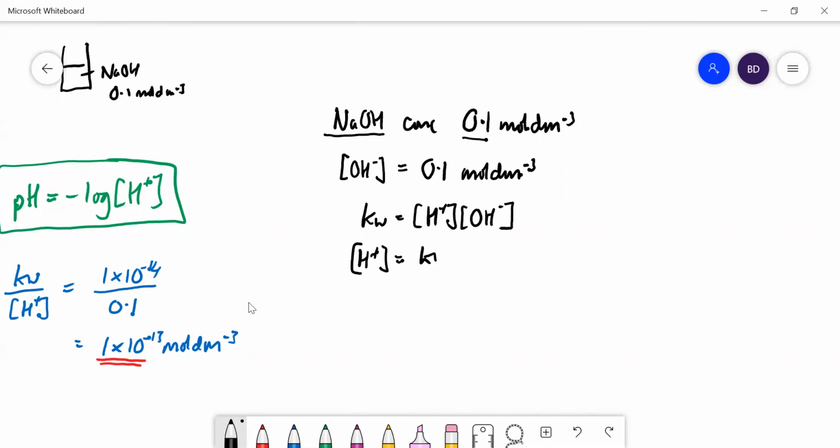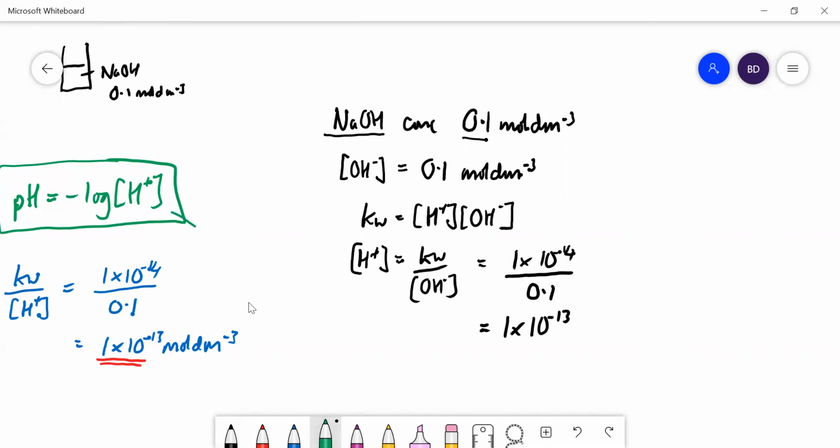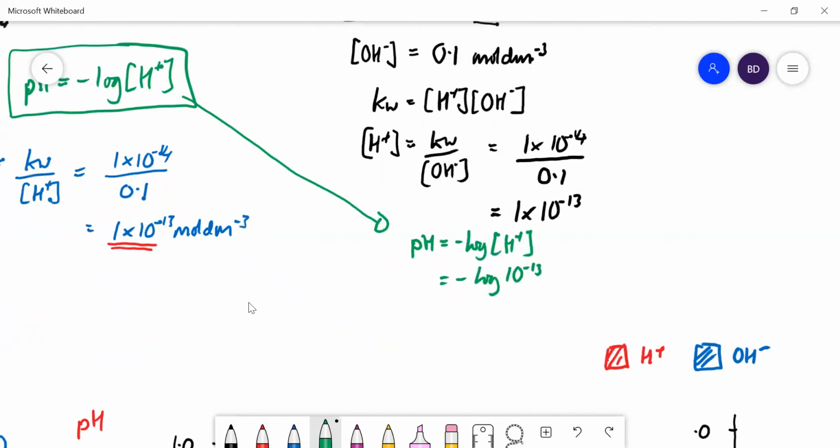So let's work out H plus concentration in that solution. H plus is equal to Kw over OH minus concentration, 1 times 10 to the minus 14 divided by 0.1. That's going to be equal to 1 times 10 to the minus 13. So what's the pH of that solution? Using this green equation here again, pH is equal to the minus log of the hydrogen ion concentration. So that's equal to the minus log of 10 to the minus 13. Put that into your calculator if you like, and you will find that is equal to pH 13.